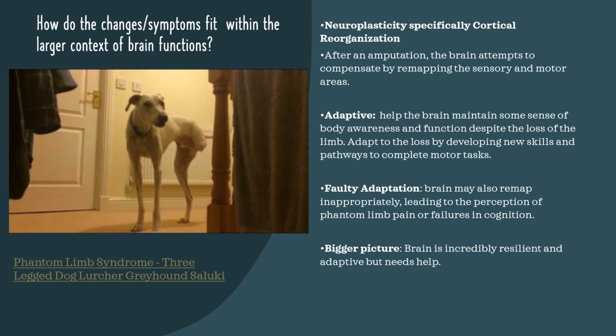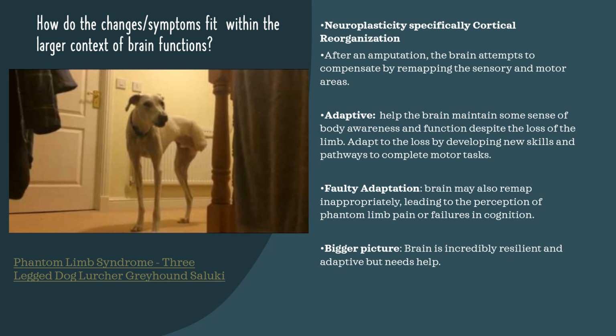This reorganization can help the brain maintain some sense of bodily awareness and function despite the loss of a limb, as well as help the patient adapt to the loss by developing a new skill set and pathways to complete motor tasks. So in Andre Navarre's case, this would be learning how to ski with a prosthetic. Or this can be seen in people born without arms, learning to use their feet as their main appendages.